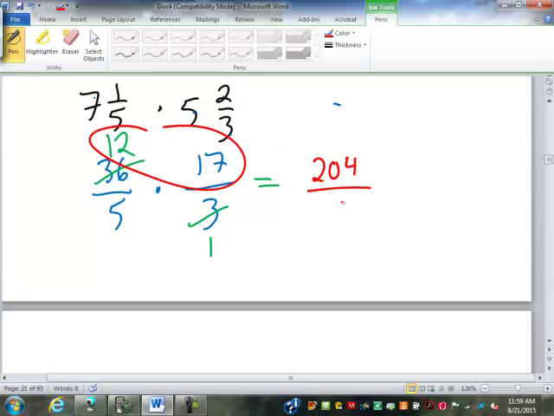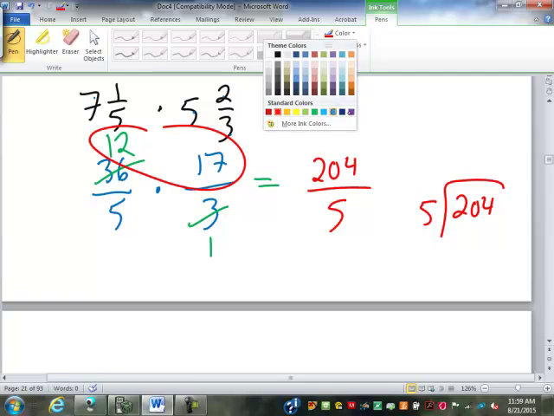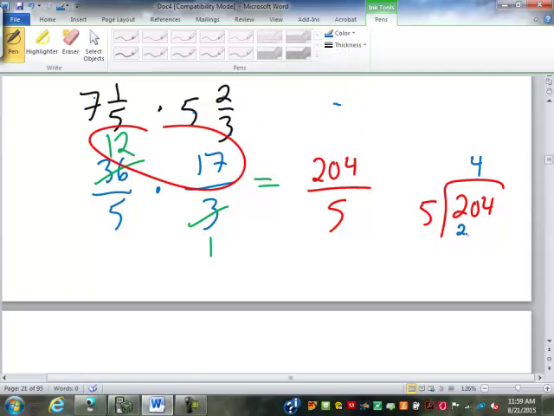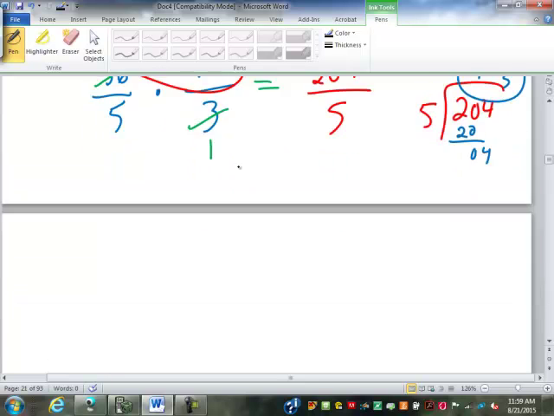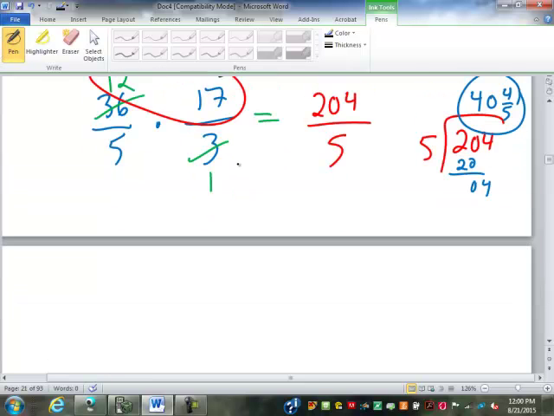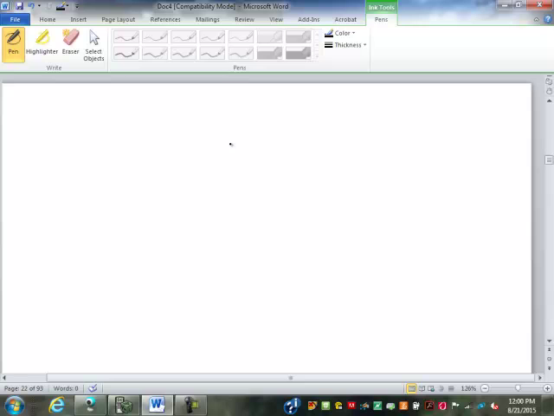5 and 1 is 5. So if we divide that out, 5 goes into 20 4 times. 0 left over, bring down the 4. Got to be careful, we need a 0 there because we didn't do anything with the 4. So it's 40 and 4/5. Good stuff? Great stuff? Any questions?